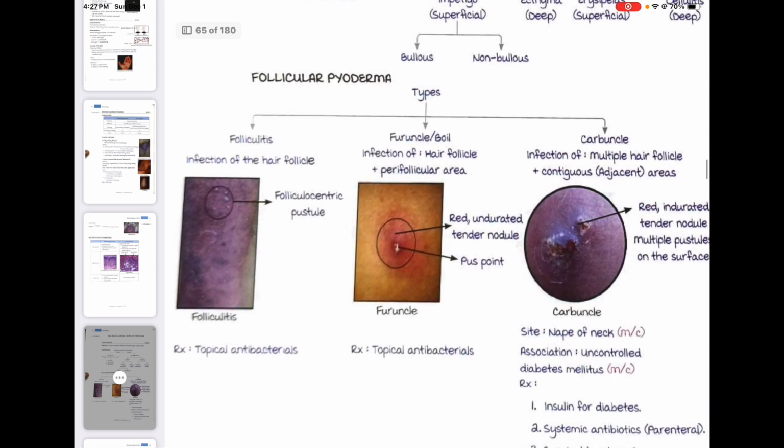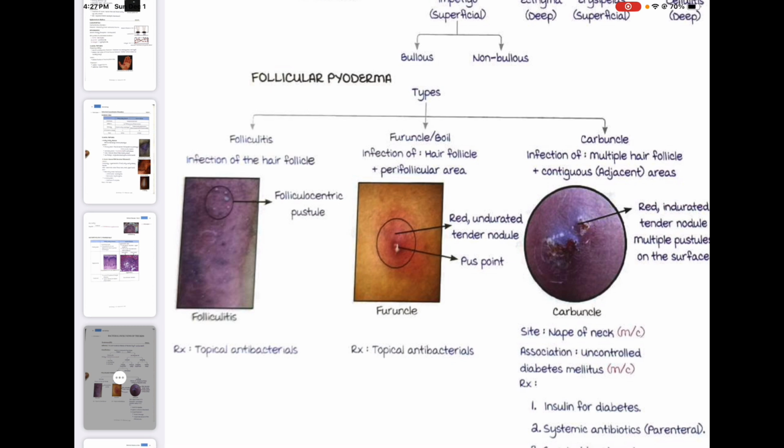Follicular pyoderma types. Folliculitis, infection of the hair follicle, a folliculocentric pustule. Folliculitis is treated with topical antibacterials, like clindamycin. I have made short videos on exactly how to prescribe topical antibacterials for folliculitis. It is one of the most common presenting skin problems.